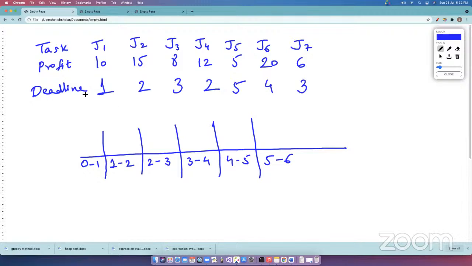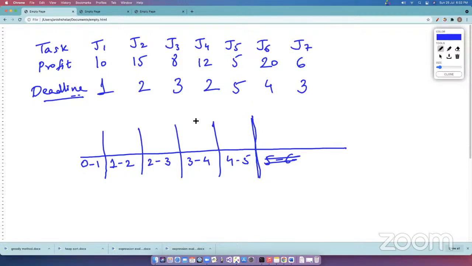See what I have done. I have seen the maximum deadline. The maximum deadline is 5. So actually, it was enough for me to draw this array up to 4 to 5. That's it. This element was not needed. Maximum deadline, as you see in this deadline field, is 5.